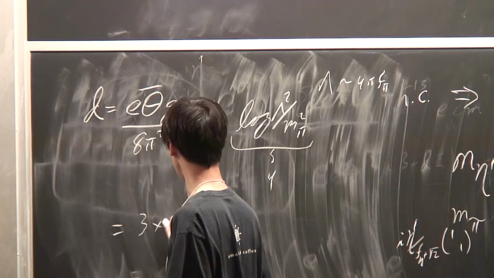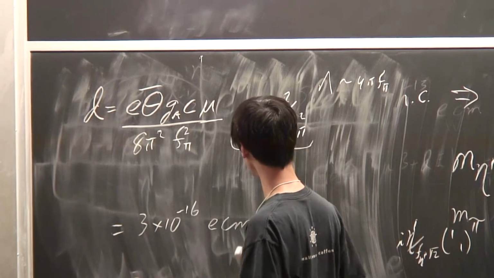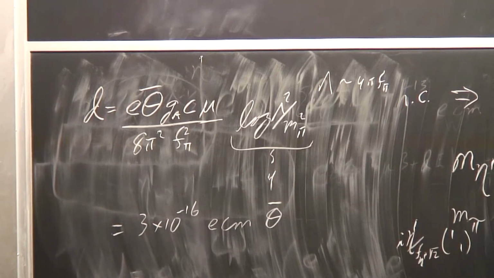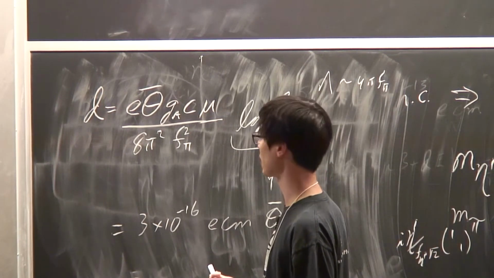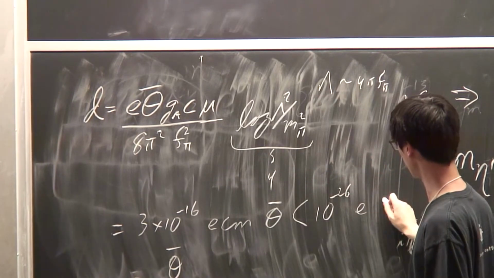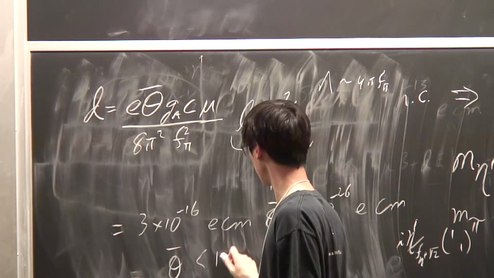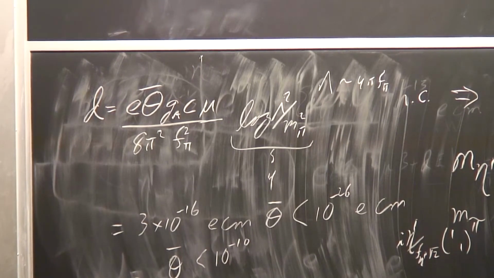This is about 3 times 10 to the minus 16 charge centimeters times theta bar. You compare that to what we had before, which was 10 to the minus 26 charge centimeters. So you see that theta bar is less than 10 to the minus 10. Okay, so this is essentially how you get the strong CP problem in quantum field theory.